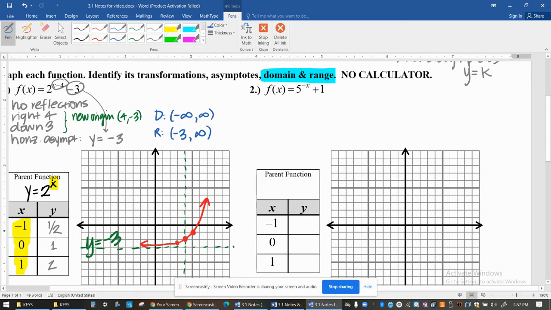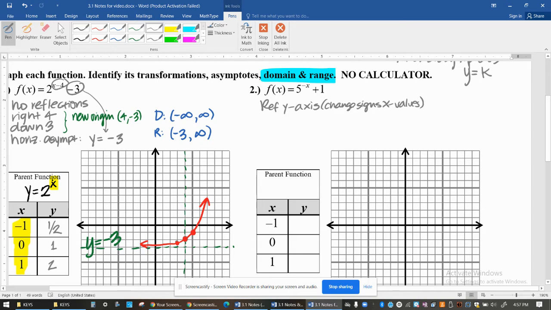Okay, for number 2, the first thing I'm going to do is identify any translations or transformations. The first thing I notice is that there's no multiplier out in front of the base, but there is a negative multiplier with the x. Think back: if there is a negative multiplier in front of the exponent of x, then that means it's a reflection over the y-axis. And that means I need to change the signs of x values.